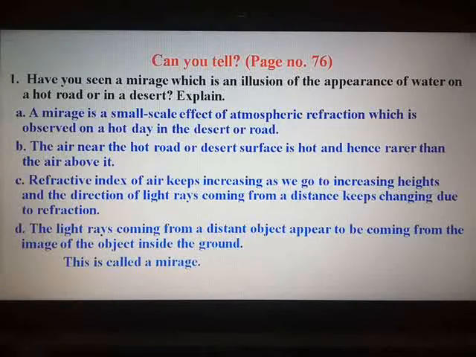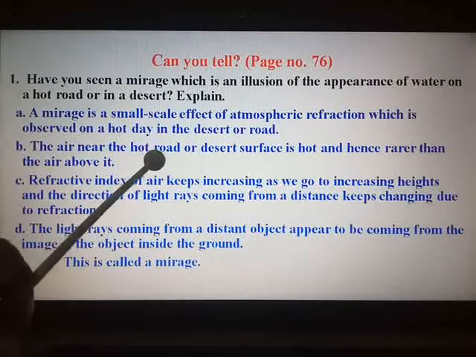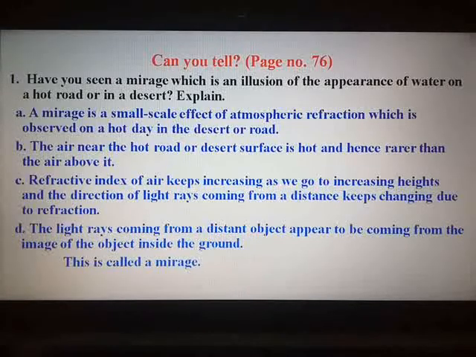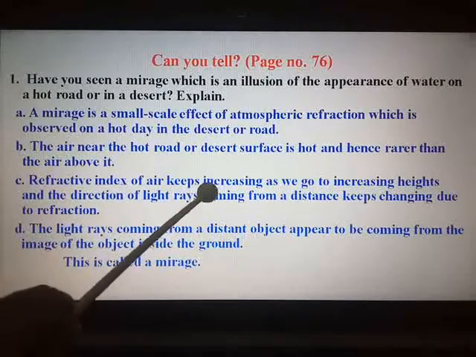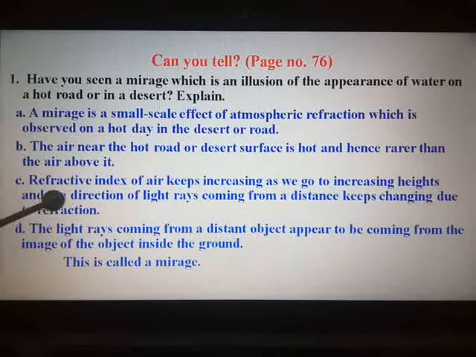Now, if such a type of question is asked in the exam, on page number 76 you can see diagram 6.5 about mirage. In short, immediately you have to draw the diagram. I hope you have got the correct answer. Have you seen a mirage, which is an illusion of the appearance of water on a hot road or in a desert? First point is what is a mirage. Then you know that the air near the desert surface is hot, and hot means rarer than the air above it. So again, rarer, denser, two media are there. So refractive index keeps on increasing as we go to increasing heights, and the direction of light rays coming from a distance keeps changing due to the refraction, and then it is a mirage.